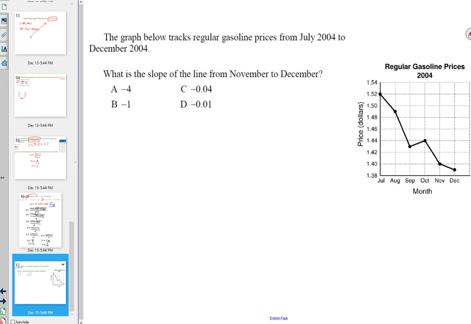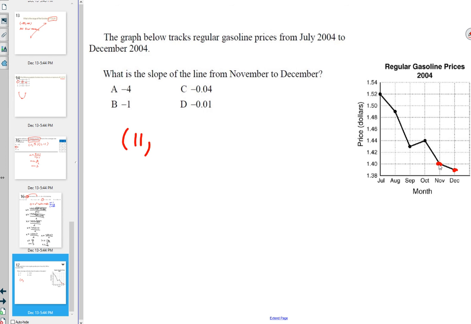And then finally, last but not least, the graph below tracks gasoline prices from July to December. What is the slope of the line from November to December? So what is the slope of this line here? Okay. Well, but Mr. Romero, there's no numbers on the bottom. Okay, what are some numbers that we can put in for months, especially for November and December? What month of the year is November? Yeah, that's what I would do. I would put 11 for November.